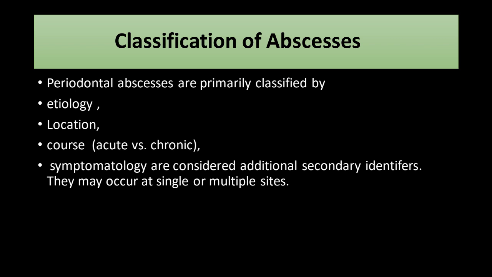Coming on to the classification of abscesses in general. Periodontal abscess can primarily be classified according to the etiology, its location, its cause, whether it's acute or chronic, or according to the site. Is it occurring in a single site, recurrently occurring in a single site, or is it present in multiple sites of the oral cavity?